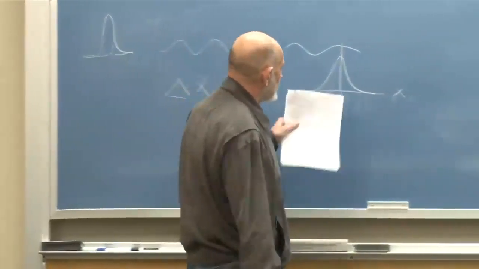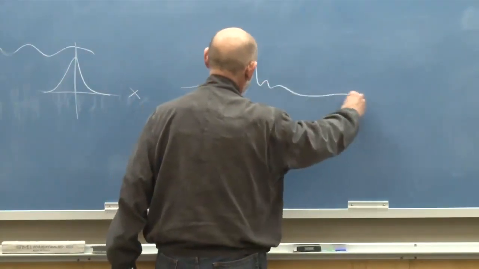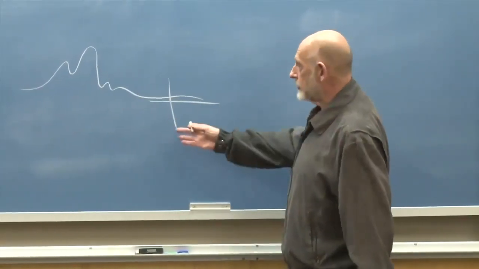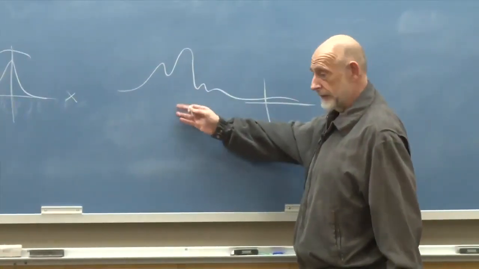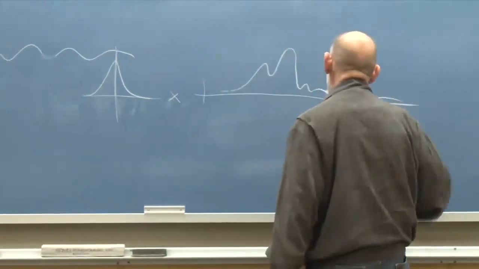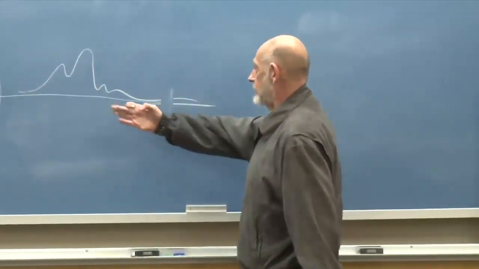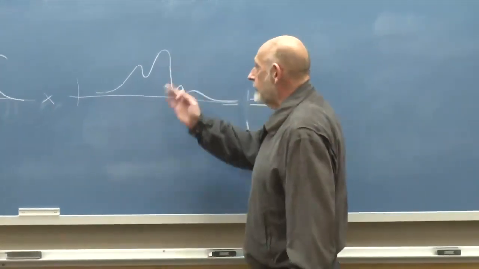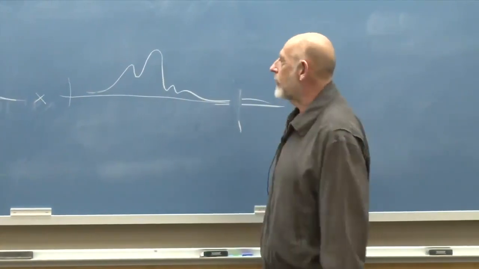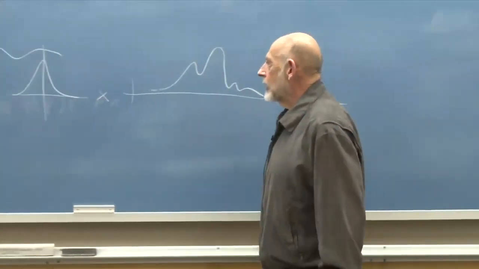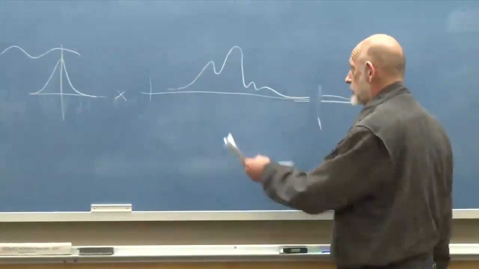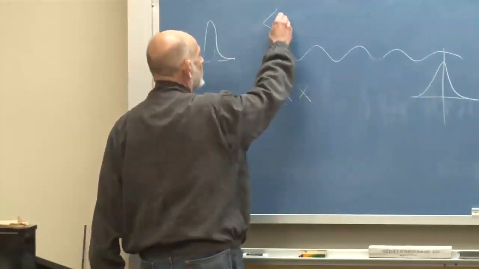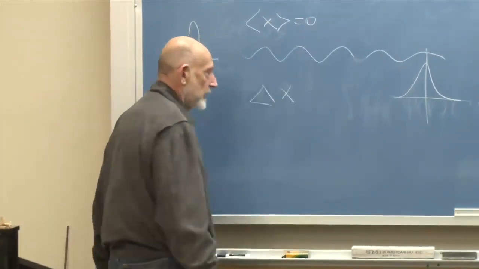If the average of x is not 0, let's suppose you have some wave function like that, and x equals 0 is over here. If you put your center of coordinates over here, obviously the expectation value of x will be negative. If you put your coordinates over here, the average of x will clearly be positive. As you move the origin, you'll eventually find a position where the average of x is exactly equal to 0. So this is just a shift of coordinates, until the average value of x is equal to 0.